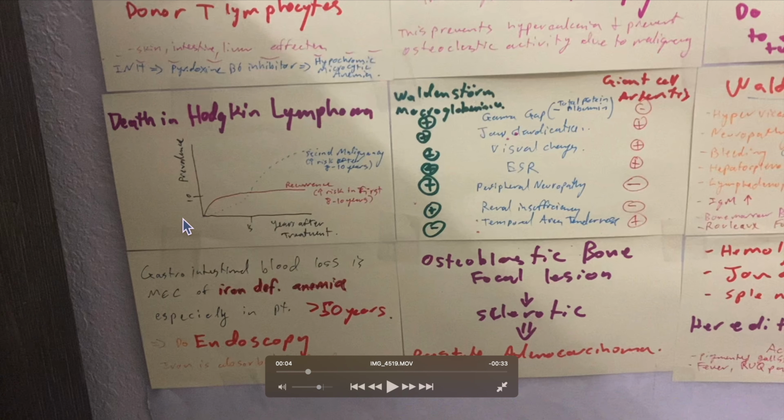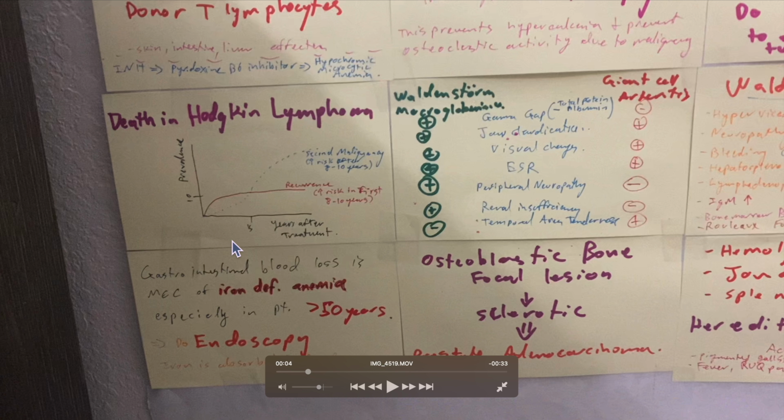Death in Hodgkin's lymphoma. So in Hodgkin's lymphoma, if they get treated and cured, the chances are that during their lifetime they have increased risk of another malignancy. I think they said solid malignancy, like lung cancer or something like that. So this is the prevalence, and this is the years after treatment. Recurrence risk rises significantly up till here, and then it stays there throughout their life.